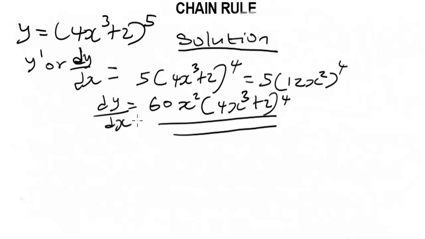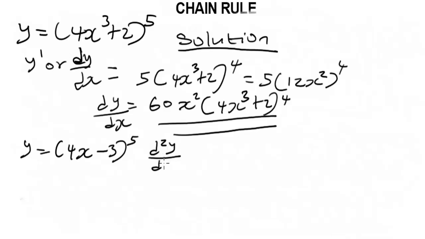Now let's look at another example and solve it together. So another example I have here. We're given this function y equals in bracket 4x minus 3, raised to power 5, and we're asked to find the d2y over dx squared. Feel free to pause this video and see if you can find the first derivative before we solve it together.